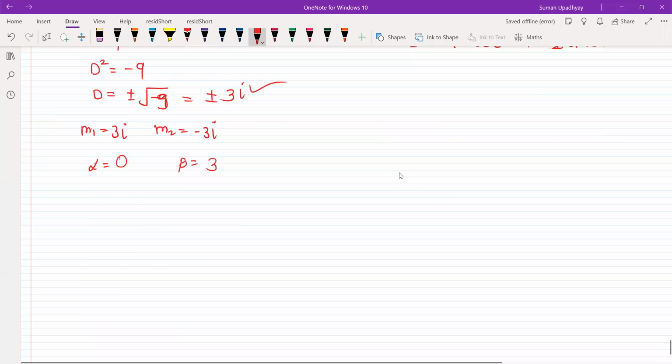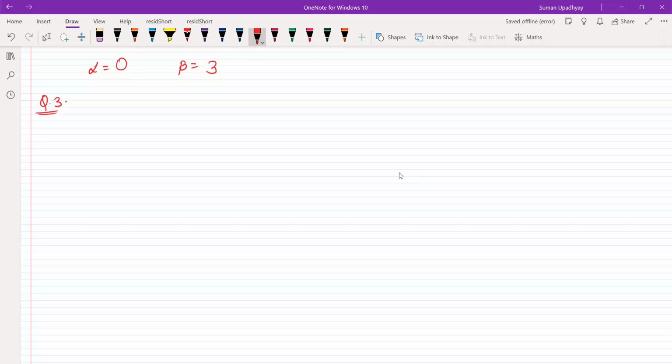We'll take one last question and then we'll stop. Solve D squared plus 6D plus 9. That is also easy. Okay, take it. Find out the complementary function for this. Come on, you should be able to answer me now. What roots are you getting, and accordingly you write down the formula for yc.